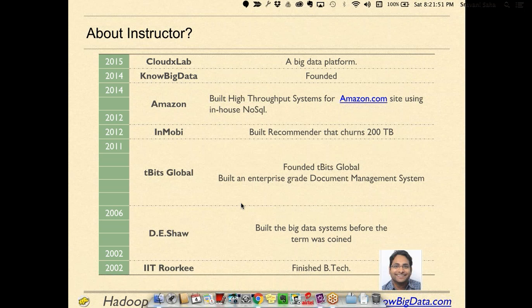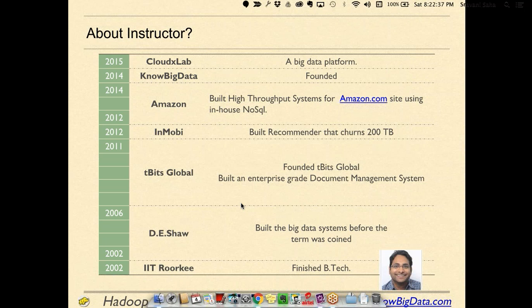Afterwards, after working for D. E. Shaw, I started a company called T-Bits Global in Hyderabad. We built an enterprise-grade document management system that is being used by many organizations. It was basically large-scale handling of a lot of data. Afterwards, I joined a company called InMobi, where, since my interest lies in churning data, we built recommenders which can recommend things to the users based on Hue's Apache logs. And the data which we were churning to generate recommendations was around 200 terabytes.